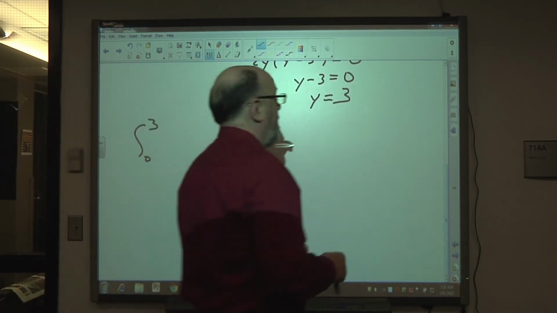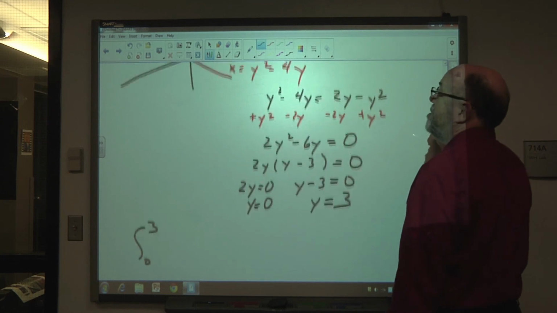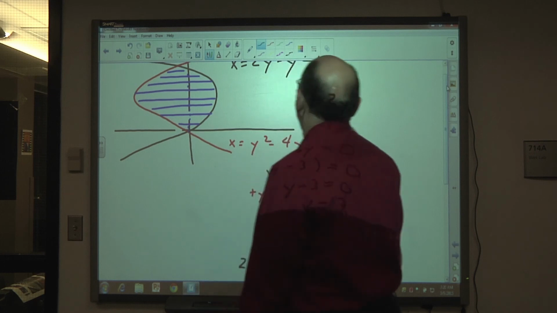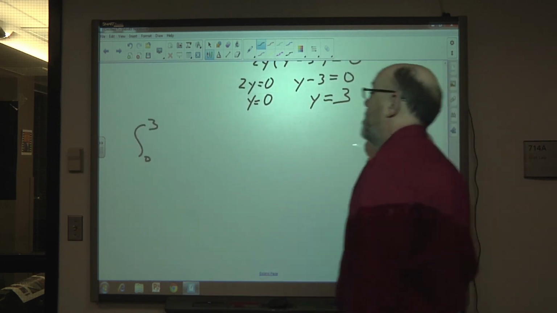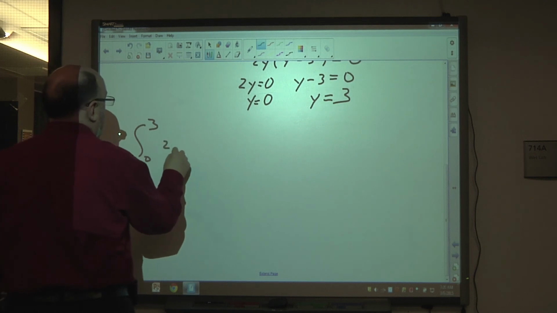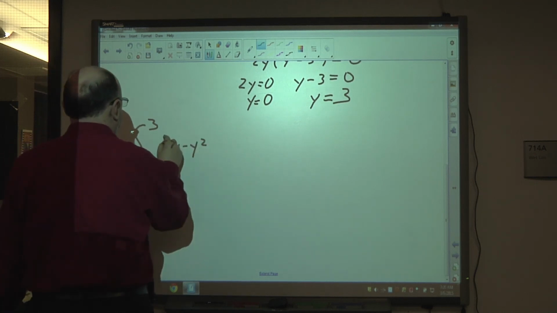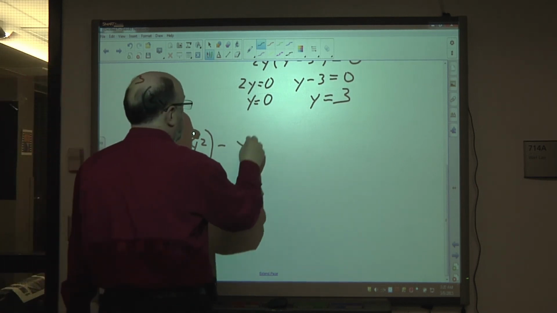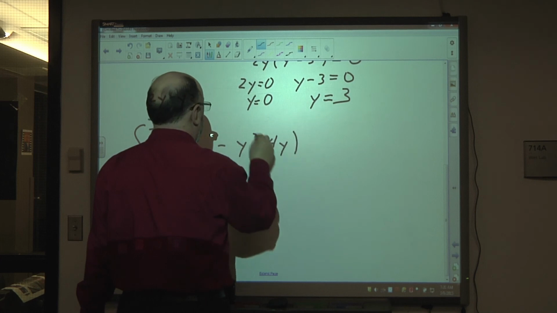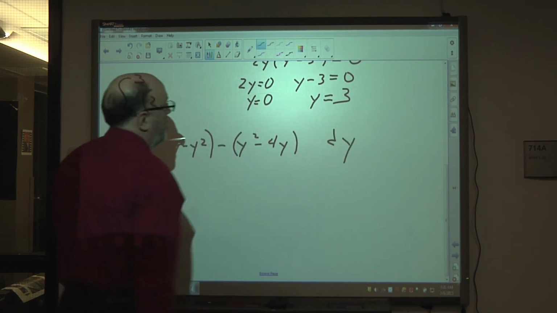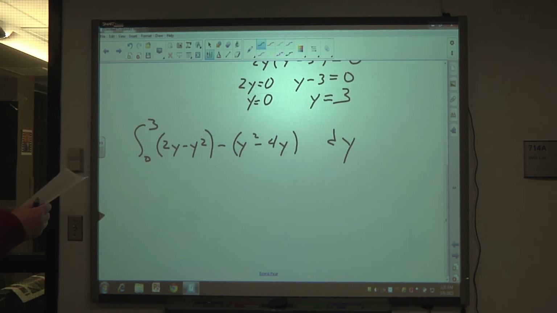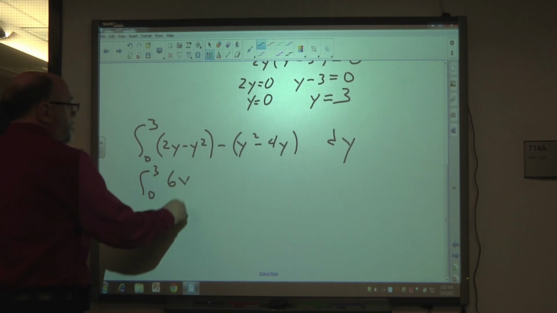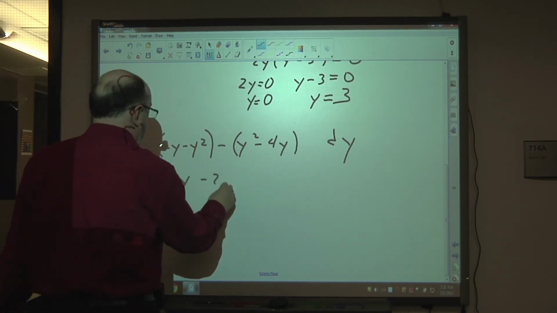Right? Now my equations. So again, if I look at this, it's this curve holding in the area, which is the 2y minus y squared. So this is going to be 2y minus y squared, this equation, minus the other equation, which is y squared minus 4y, and then we're going to integrate with respect to y. So again, we can do the little math first. And so we get 0 to 3, 6y minus 2y squared.